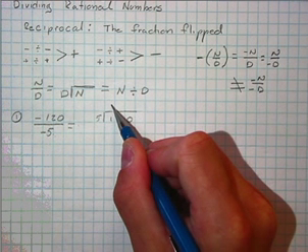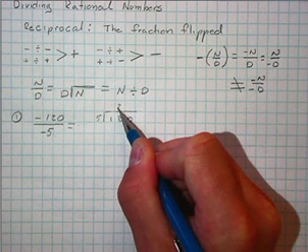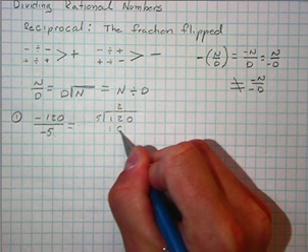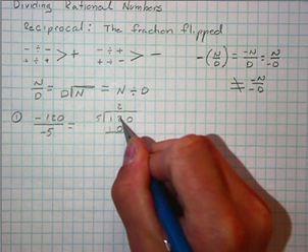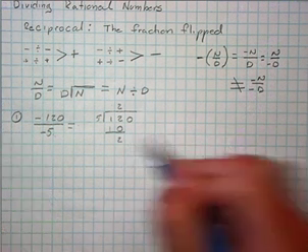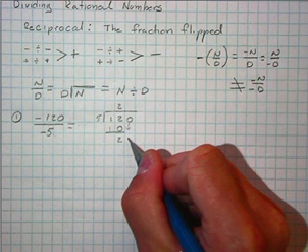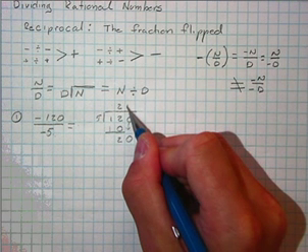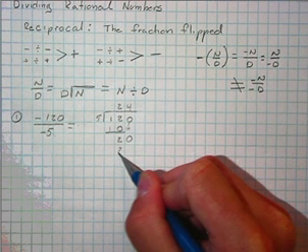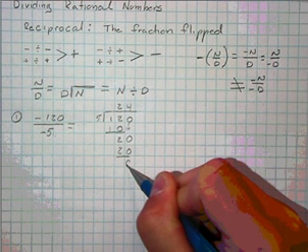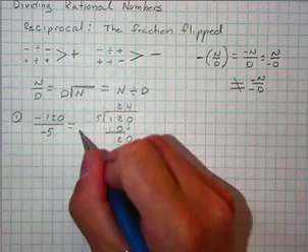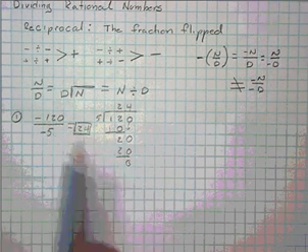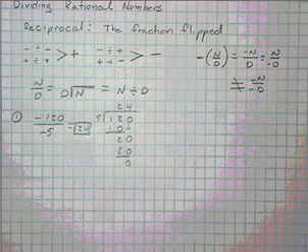5 goes into 1 0 times. 5 goes into 12 2 times. So 2 times 5 gives me 10. 12 minus 10 gives me 2. Bring down my 0. 5 goes into 20 4 times. 4 times 5 gives me 20. 0 left over. So my answer is 24. And remember that it's positive because we have an even number of negatives.